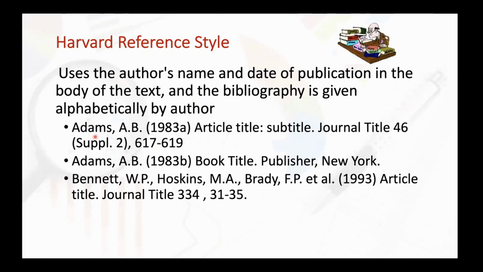Normally, following the foreign or the British system, you take the last name and then put the other names as initials. Okay, here this is Adams AB, and then the article title, and then the journal title, volume, and then some journals insist on the number also, which is not followed in many of the journals now, and then the page number. Okay, this is the general style.